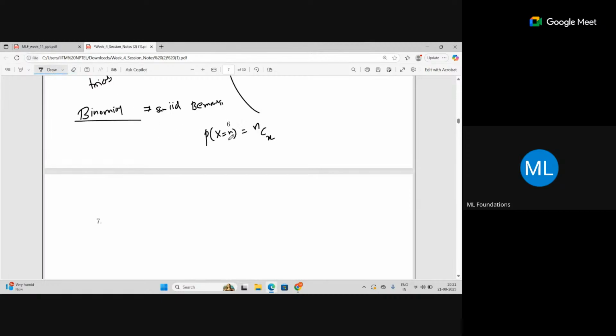So this random variable takes the values x. These values can be 0, it can be 1, it can be 2, up till 10, right? So it is nCx. p is the probability of success, and in this case success is head, the probability of head. So it is p to the power x, that many times head occurs, and 1 minus p is the probability of failure, raised to the power n minus x, right?